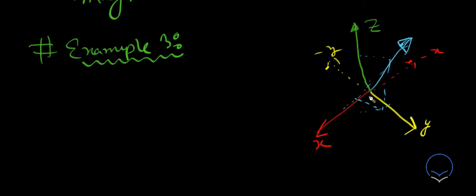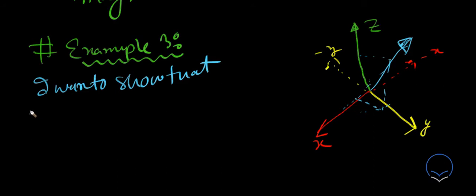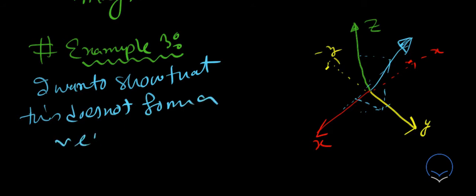But here notice that we haven't drawn the minus z-axis. So if I want to show that this does not form a vector space, all we need to do is find one counter example. That is, when you want to prove something in mathematics, you have to go through all the axioms and check that all these properties are satisfied. But when you want to disprove something, only one counter example is enough. So let's take a counter example.